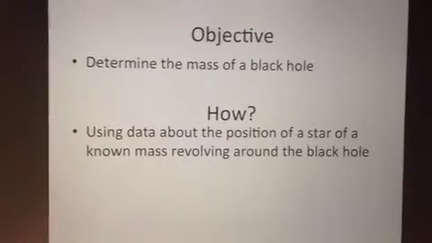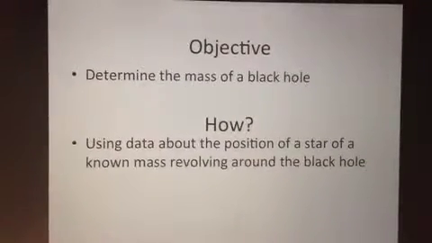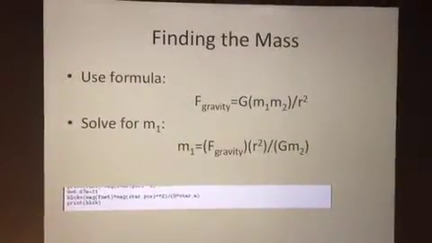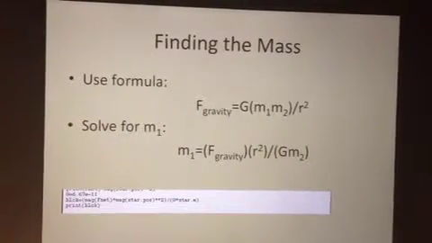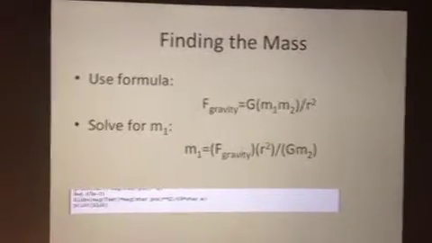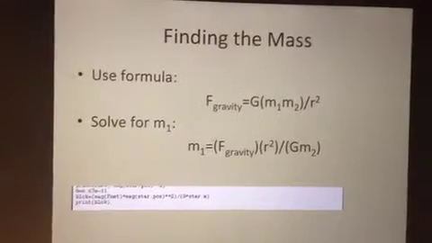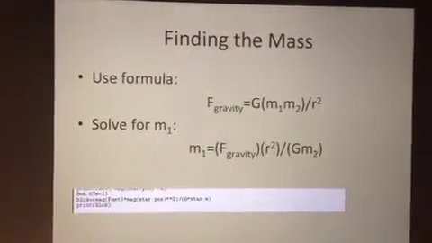Our objective was to determine the mass of the black hole using data about the position of a star revolving around that black hole, and we know the mass of that star. So, to find the mass of the black hole, we have the equation F gravity equals G m1 m2 over r squared, with G being the gravitational constant of 6.7 times 10 to the negative 11th, m1 being the mass of the black hole, m2 being the mass of the star, and r being the distance between the two.